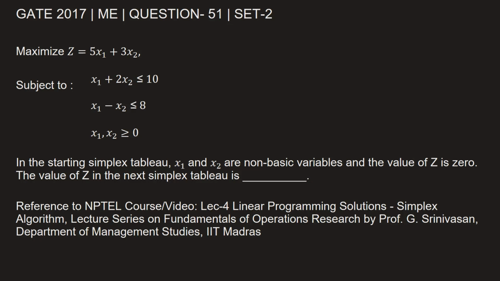This question is from GATE 2017 Mechanical Engineering Paper Set 2, question number 51. Maximize z equal to 5x1 plus 3x2, subjected to the constraints x1 plus 2x2 is less than or equal to 10, x1 minus x2 is less than or equal to 8, and x1, x2 is greater than or equal to 0. In the starting simplex tableau, x1 and x2 are non-basic variables and the value of z is 0. The value of z in the next simplex tableau is dash.